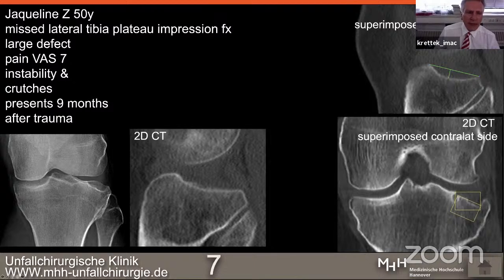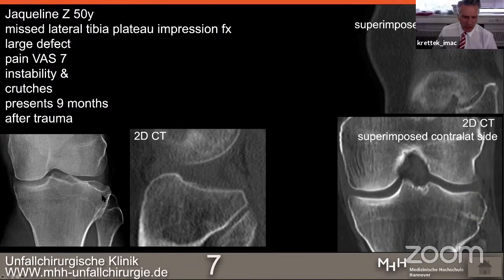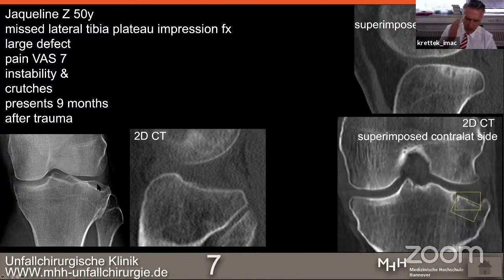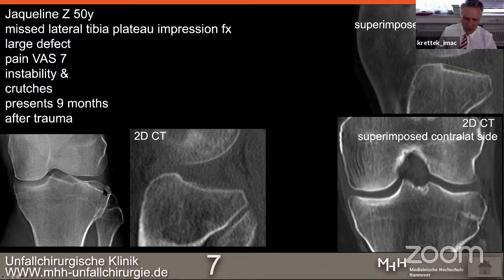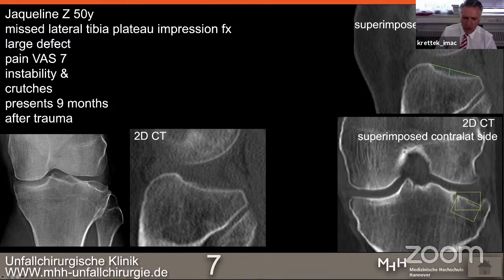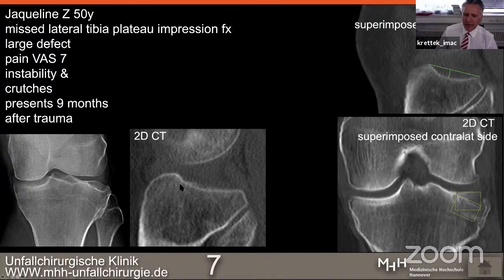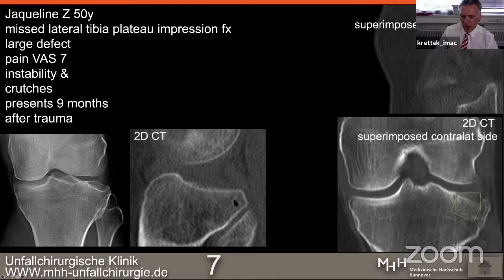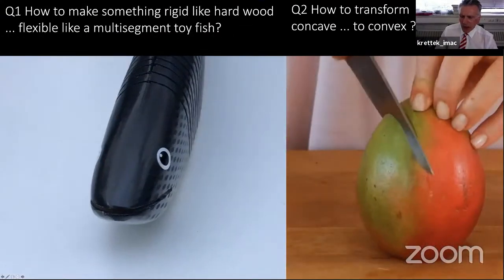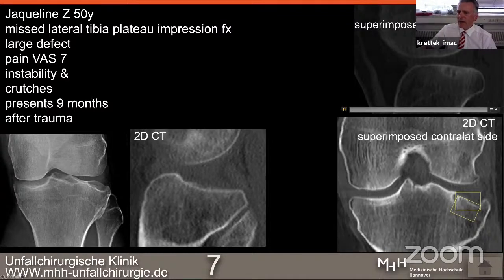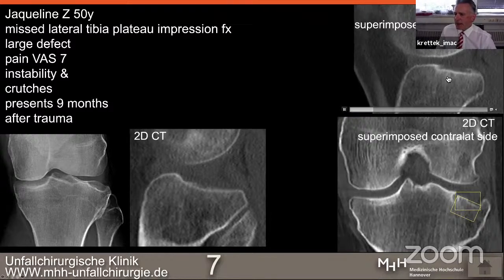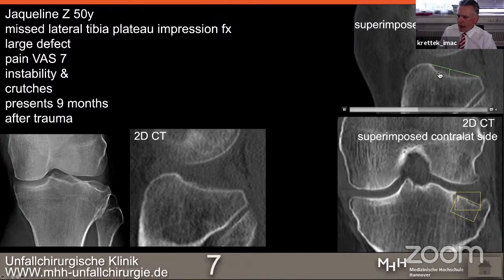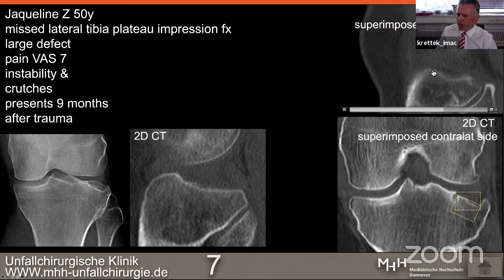Jacqueline is 50 years old, and she had a missed lateral tibia plateau impression fracture. That's her plain film. It was missed in the initial hospital, and she had her first X-ray several weeks after trauma, when everything was already healed. This is her lateral tibia plateau. You see here there's something impressed, something abnormal, and the CT scan shows it exactly, because this is the lateral condyle. We see the joint to the fibula, and usually this is some sort of convex. And here, with the superimposed contralateral side, the ipsilateral side has this deep defect, and you see a deep concave defect impressed by the femoral condyle.